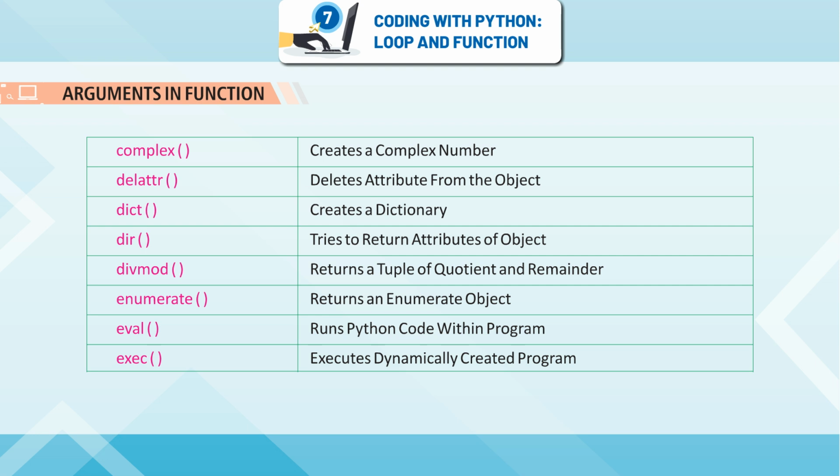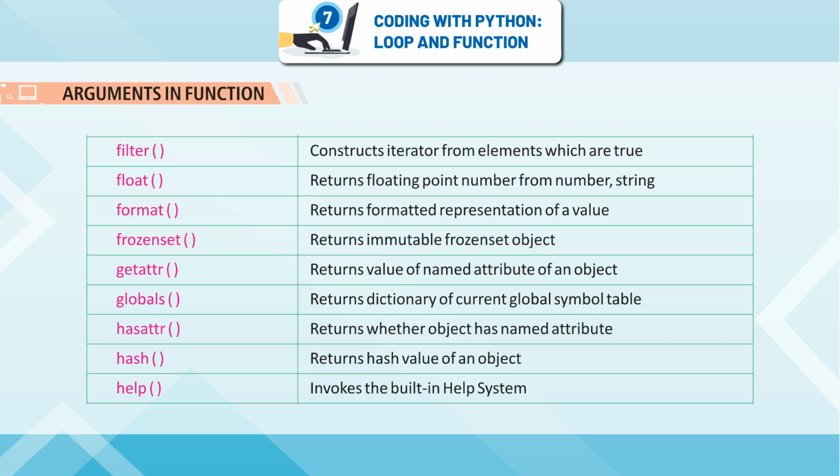divmod returns a tuple of quotient and remainder. enumerate returns an enumerate object. eval evaluates Python code within the program. exec executes a dynamically created program. filter constructs an iterator from elements which are true. float returns a floating point number from a number or string.